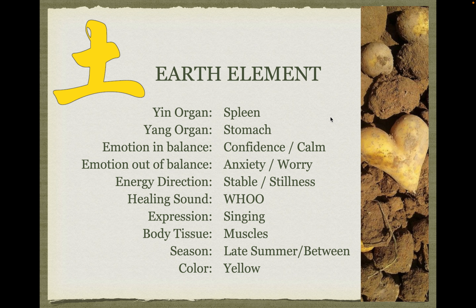The next element is the earth element. Associated with our spleen and stomach, you can think of the food that we eat from the earth being digested and assimilated in these organs. When this is in balance, we feel a sense of confidence and calm. When it's out of balance, we can have a lot of worries and anxieties, these butterflies in the stomach. Anxiety we often feel physically around the solar plexus, around the stomach. It can affect our digestion.